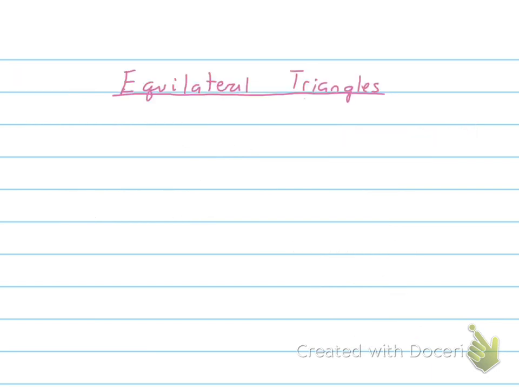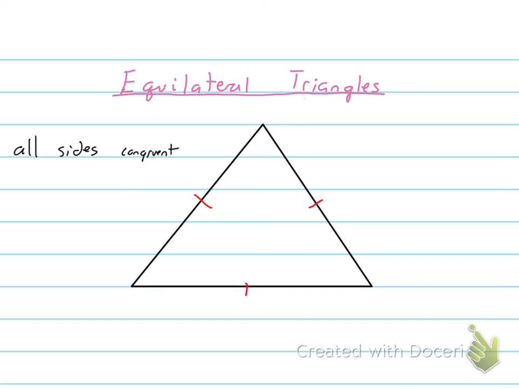The very last thing that we're going to talk about today is equilateral triangles. Equilateral triangles, all the sides are congruent. That's important. And all the angles are congruent. And that's really all that we're going to write in our notes about that. So that's it.